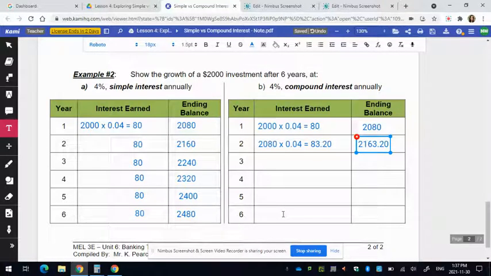So I want you to keep going and try to calculate the rest by yourself. Pause the video, do that calculation, and then unpause the video and double check that your answers are correct.